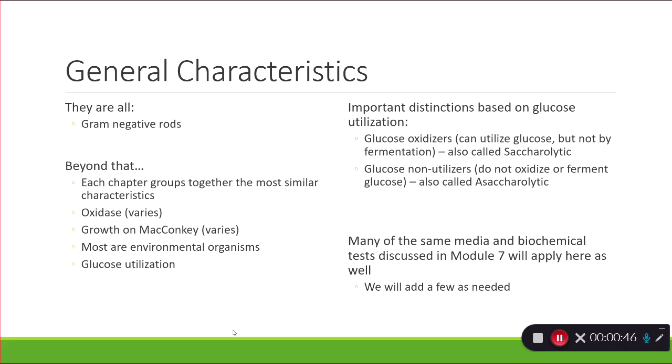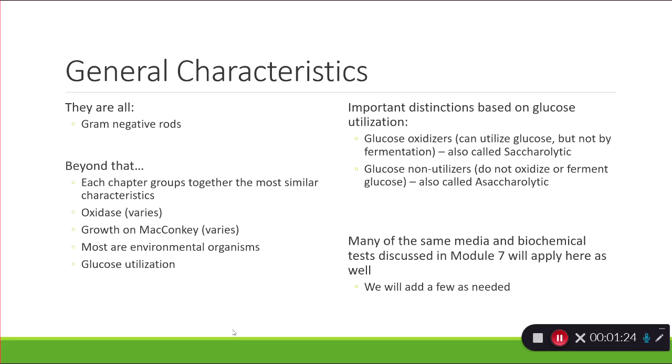For example, their oxidase reactions can vary, they have varied growth on MacConkey. Most are environmental organisms, meaning that they're found in the soil and around places where you might be outside or pretty much anywhere. And they do have certain types of glucose utilization. There are important distinctions based on the glucose utilization. We have glucose oxidizers that can utilize glucose, but not by fermentation. Those are called saccharolytic. Glucose non-utilizers that do not oxidize or ferment glucose are called asaccharolytic.